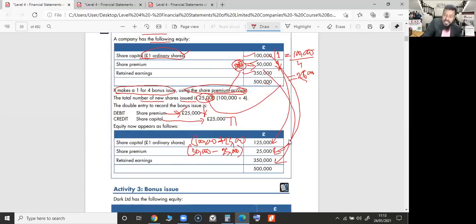Your equity is anyway unchanged. Just the shareholders became happy. Their shares are higher now.